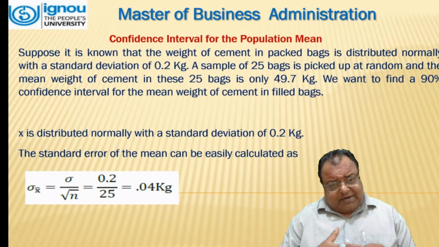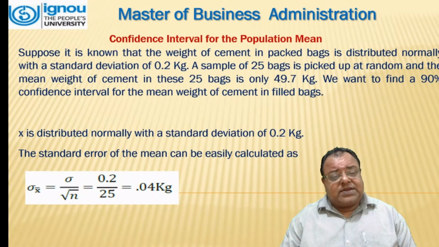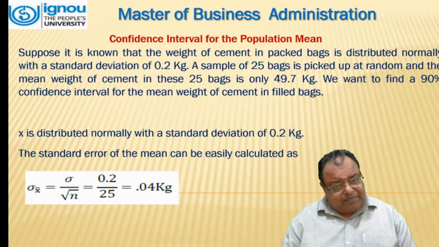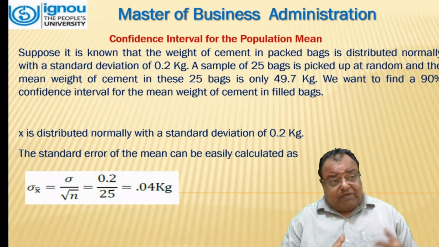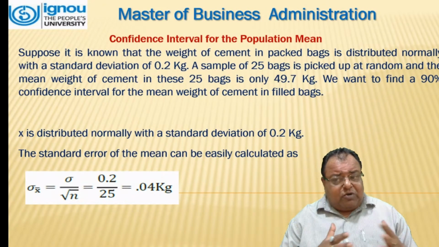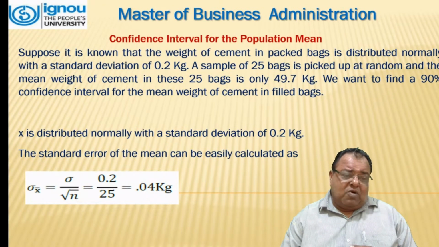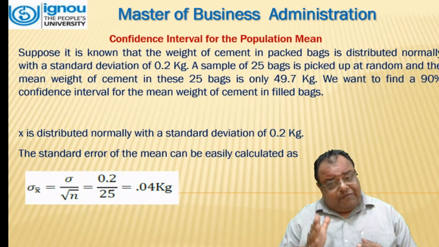Suppose it is known that the weight of cement packed in bags is normally distributed with a standard deviation of 0.2 kg. A sample of 25 bags is picked up at random, and the mean weight of the cement in these 25 bags is 49.7 kg. We want to find a 90% confidence interval of the mean weight of the cement in filled bags.